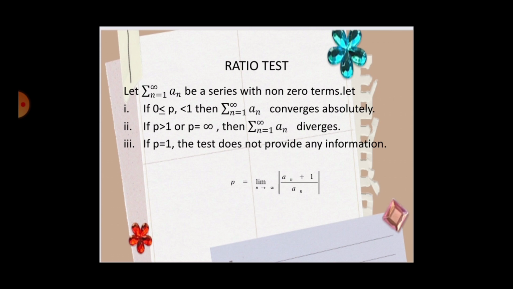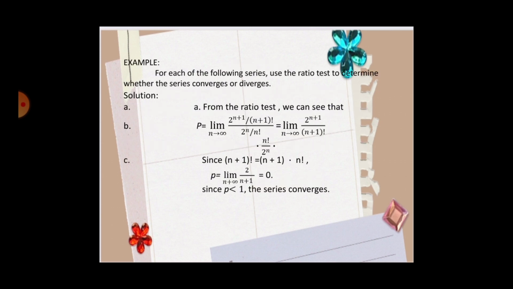So p equals the limit as n goes to infinity of a sub n plus 1 over a sub n. Example: for each of the following series, use the ratio test to determine whether the series converges or diverges.